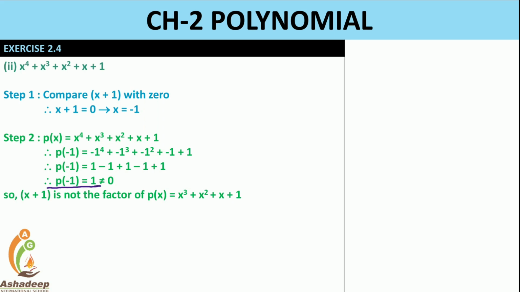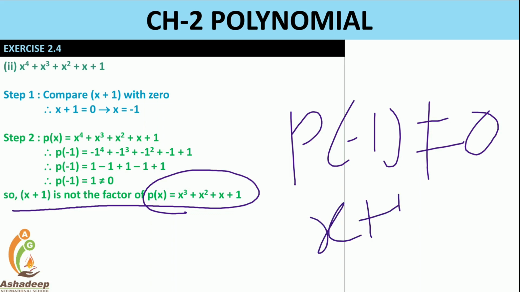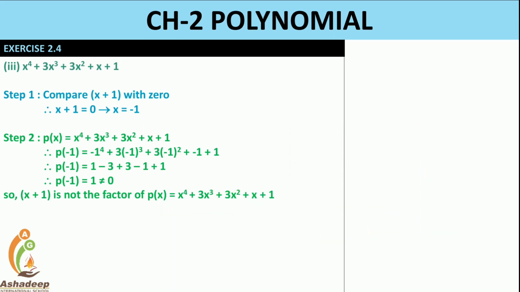So p of minus 1 is equal to 1, which is not equal to 0. Therefore, x plus 1 is not a factor of the given polynomial, because if p of minus 1 is not equal to 0, then x plus 1 is not a factor of the given polynomial. Right? Now move ahead with another sum, and that is x to the power 4, 3x cube, 3x square, x plus 1.